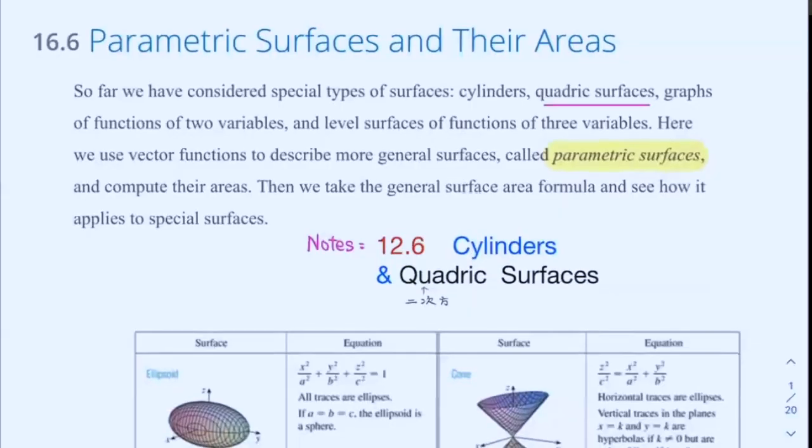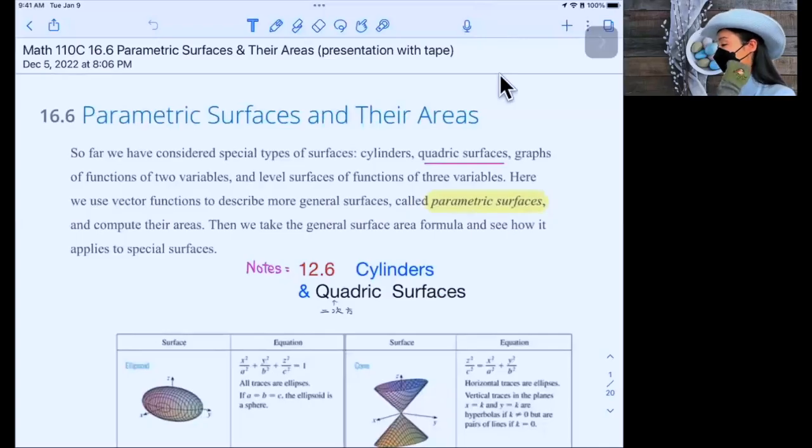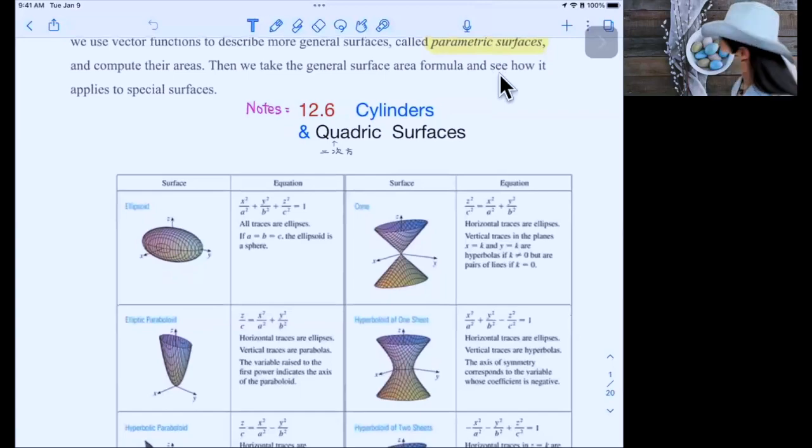So 16.6, we talk about parametric surfaces and their areas. So far, we have considered special types of surfaces: cylinders, quadratic surfaces, and graphs of functions of two variables. Do you guys remember the cylinder and quadratic surface? So what's the quadratic surface?